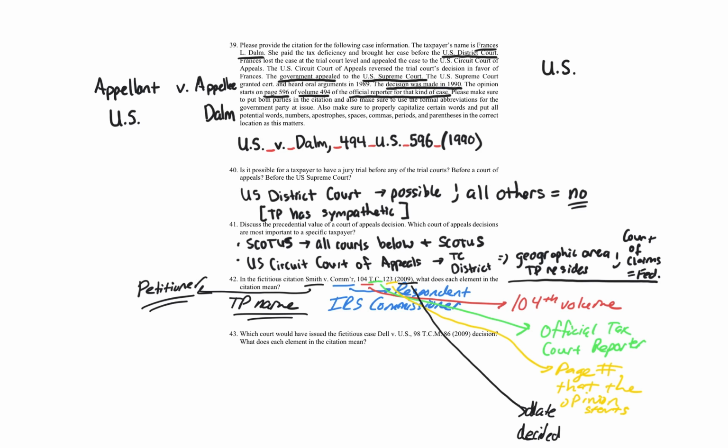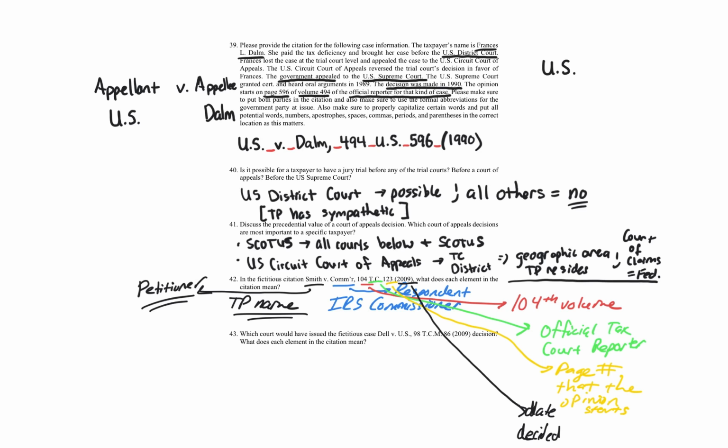So let's just review. Smith is the petitioner, also the taxpayer. Commissioner, of course, is the IRS commissioner. That's the respondent. 104 is the 104th volume. TC is the official tax reporter. The page, which is the 123, is the page number that the opinion starts on. Again, if you had a comma with another number after that in a memo, that's the page, or multiple pages, that the reader wants you to focus on. And then finally, 2009 is the date decided.